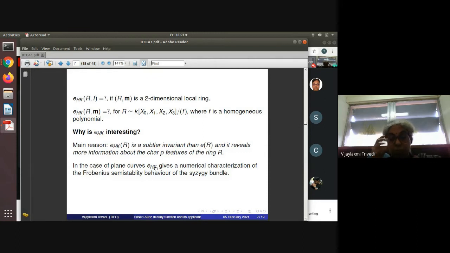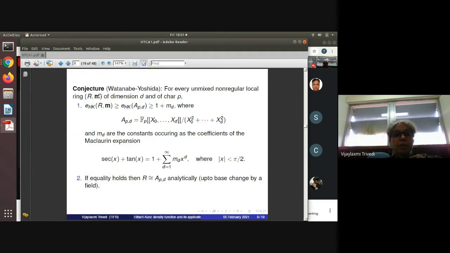One of the most striking features of e_HK, I find, is this conjecture of Watanabe-Yoshida. Let us see what it says. Watanabe and Yoshida had proved that if I take a regular local ring, its e_HK is 1, and among all the classes of rings, of course, regular rings are the best, and they achieve the minimal e_HK. And they proved earlier that if e_HK is 1, it has to be a regular ring.